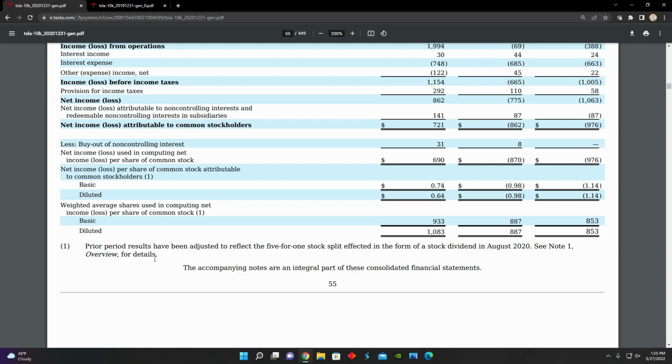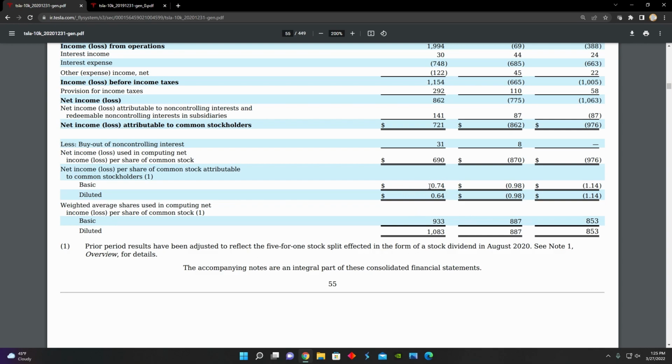And lastly, down here, we see something interesting that says prior period results have been adjusted to reflect the 5-for-1 stock split. And what this is basically, in August of 2020, Tesla's board of directors declared a 5-for-1 stock split for the company. And this obviously has an effect on the amount of outstanding shares in the business. And so that's going to affect the earnings per share amount.